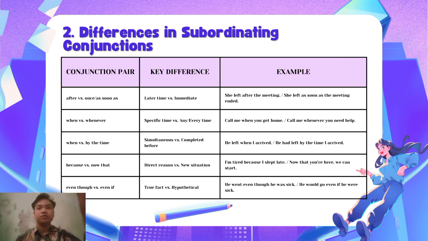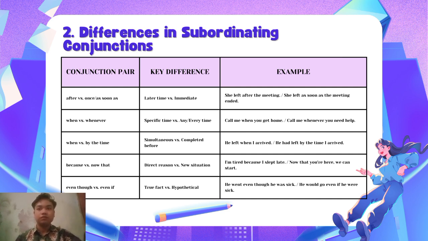First, after versus once or as soon as. The key difference is timing. After means at a later time, while once or as soon as means immediately. Then when versus whenever. When is a specific point of time, but whenever means at any time or every time.